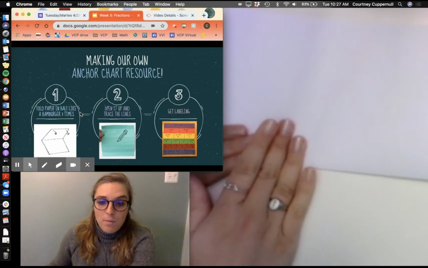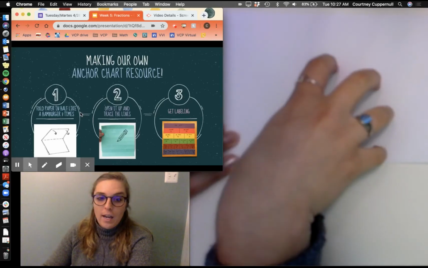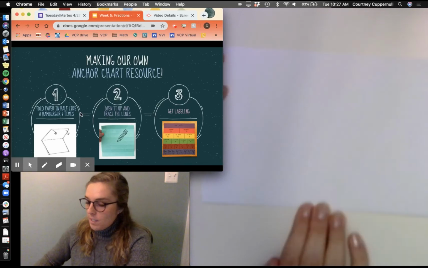I know normally in math we fold hot dog style, and normally in writing we would fold it like this, but go ahead and fold it like a hamburger, please. Now what I'm going to do is fold it like a hamburger again. So I'm going to take this bottom edge.